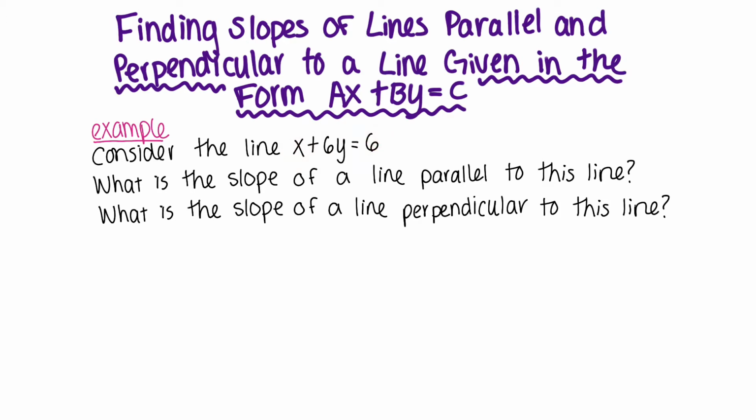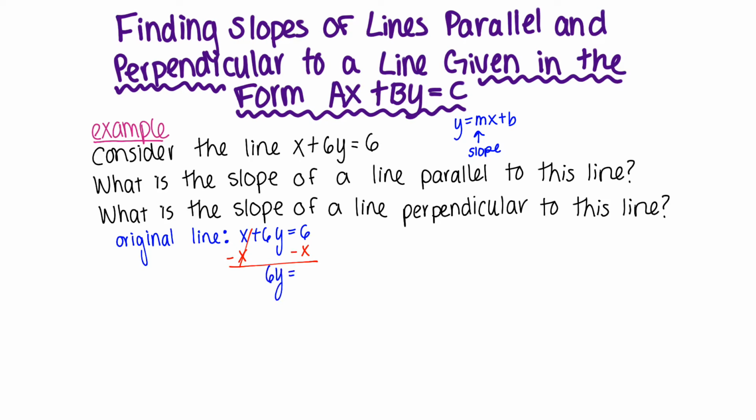So our first step is going to be changing it to slope-intercept form, which is y equals mx plus b, where m is the slope. So we're looking at the original line, negative x plus 6y equals 6. To get it in mx plus b form, I'm going to add the x to both sides because I want y by itself.